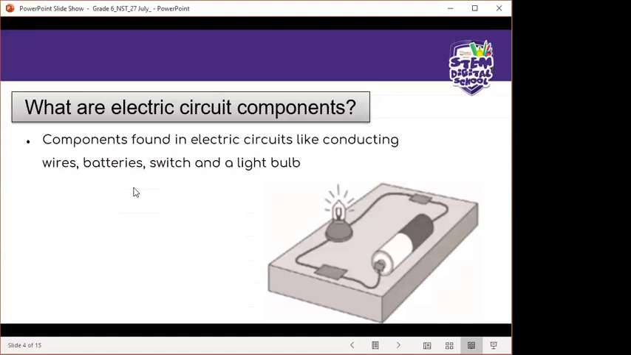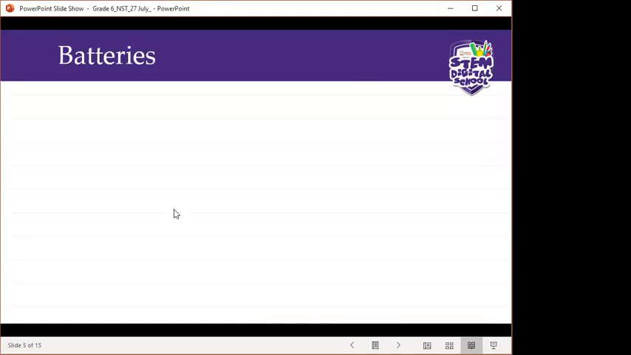And so here we have an example of those electrical circuit components. We have our light bulb here, and we have our cell or our battery, and we also have the conducting wire. All right, batteries. So we're just gonna go into greater detail with batteries now. We're gonna look at different types of batteries. So let's look at the information that we have with regards to batteries.